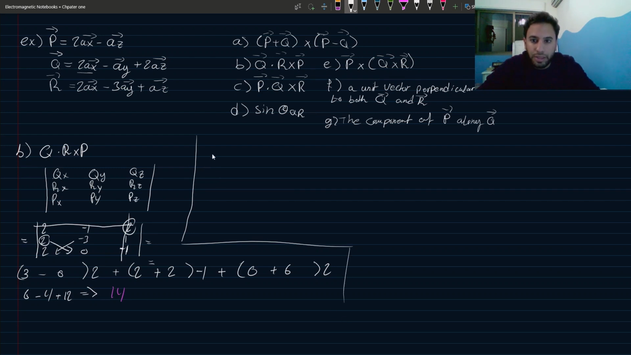And write here 3 cross P, which equals to R. You write AX, AY, and AZ. Don't forget that this is a normal cross multiplication. And we write 2 minus 3 plus 1. We have the R first, so we write the components of the vector R first.